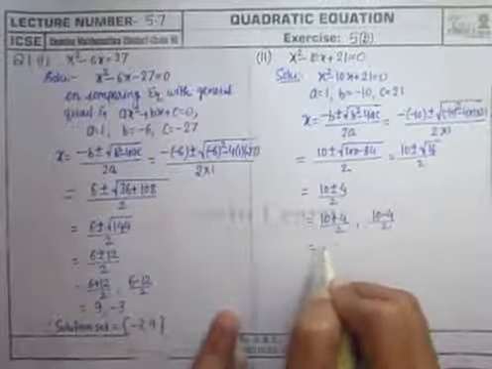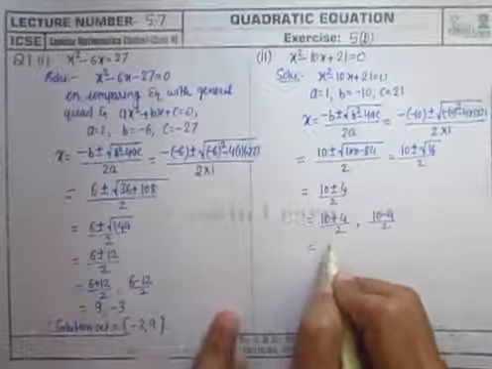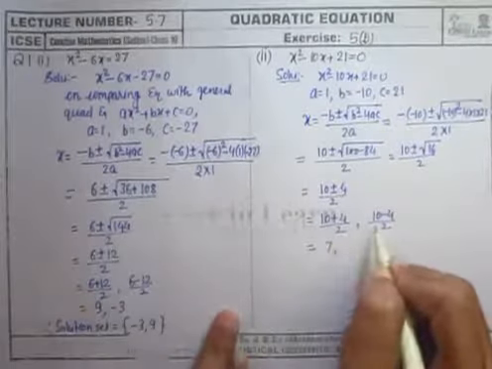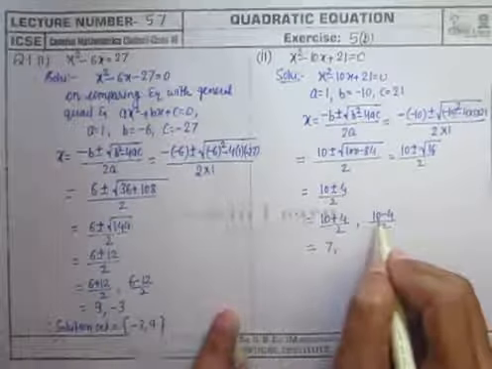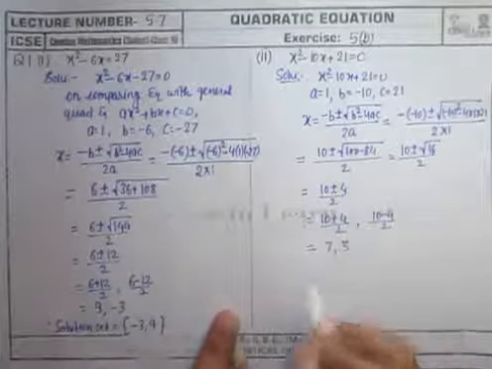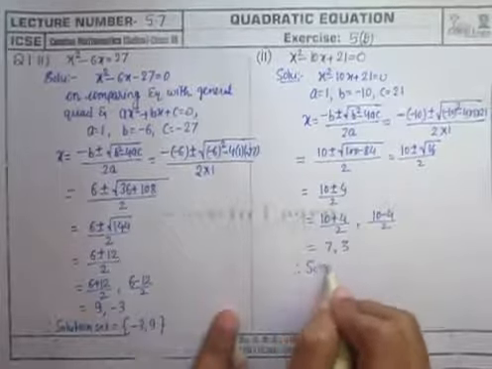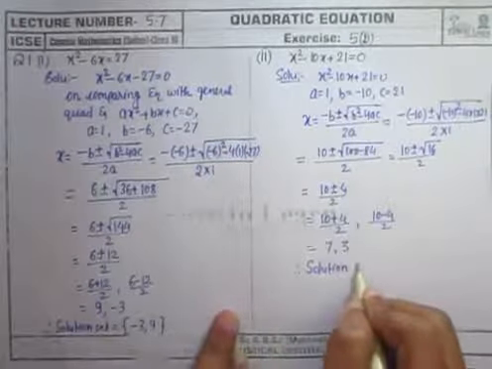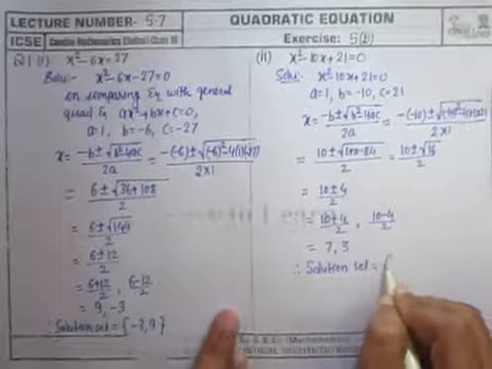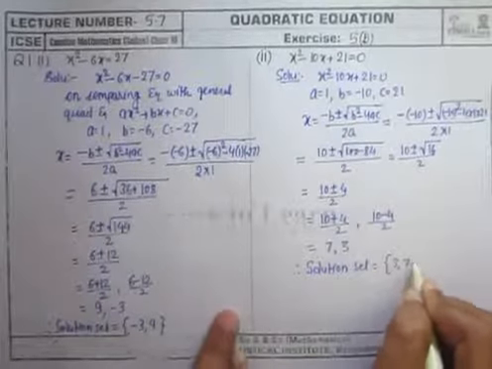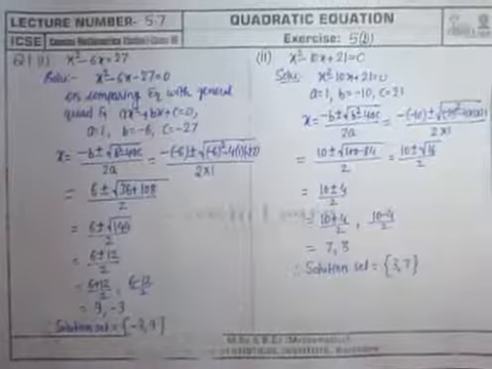So one answer will be 14 by 2, that is 7, and the other answer will be 6 by 2, that is 3. Therefore the solution set will be curly bracket 3 and 7. So this is the answer.